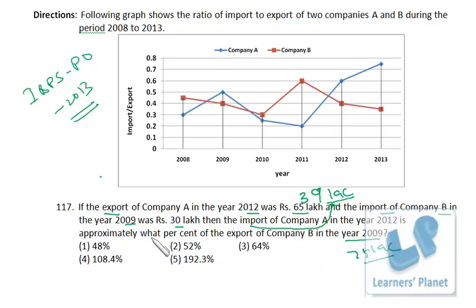Now, import of company A is what percent of export of company B in year 2009? So 39 by 75 that we have to calculate. Okay, so that's pretty simple. 13 into 4, 52%.